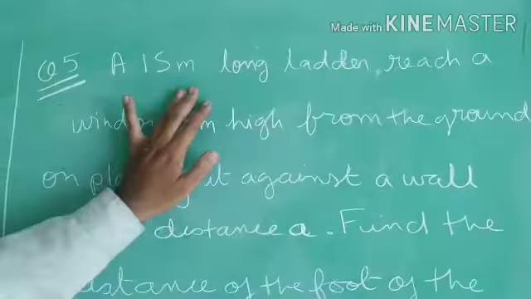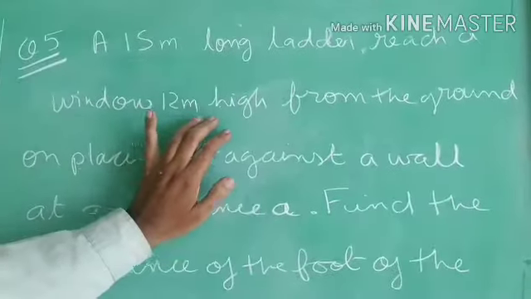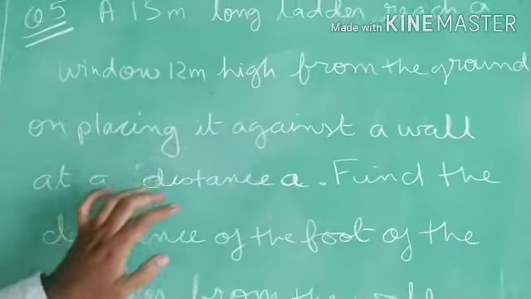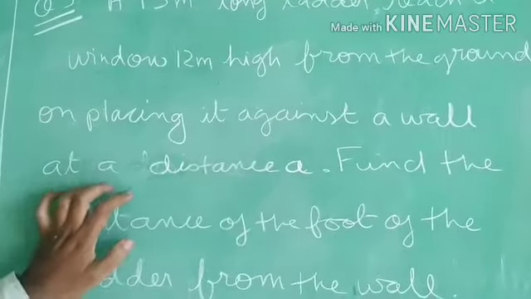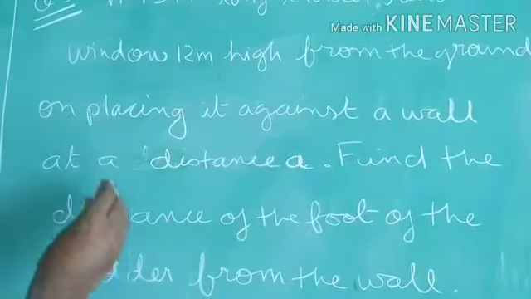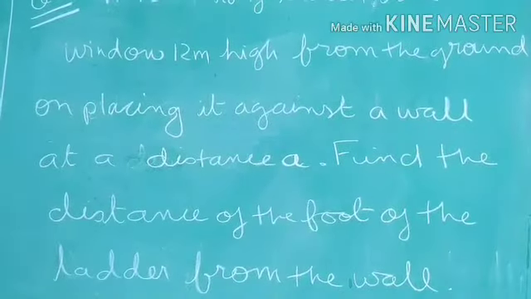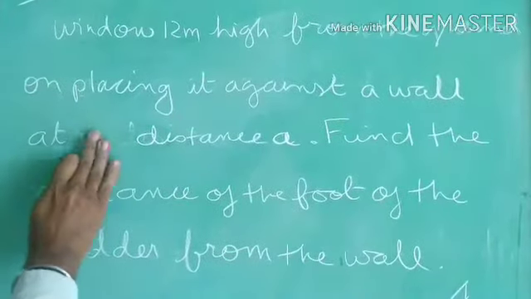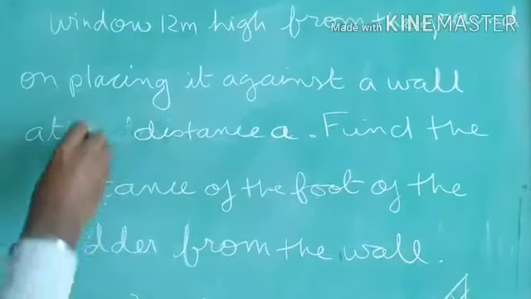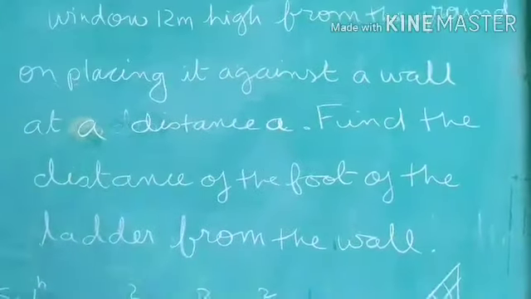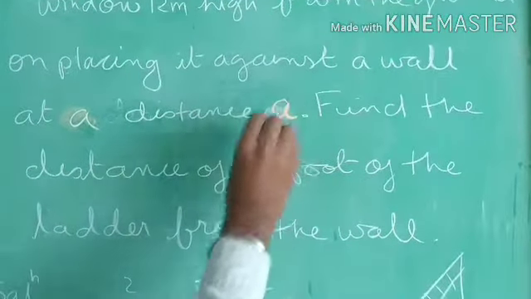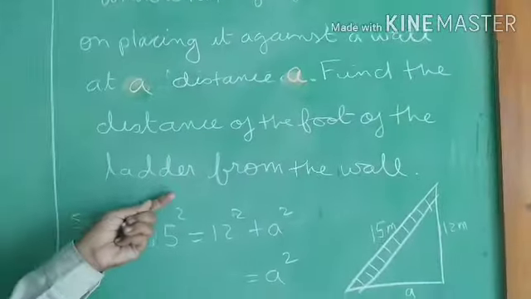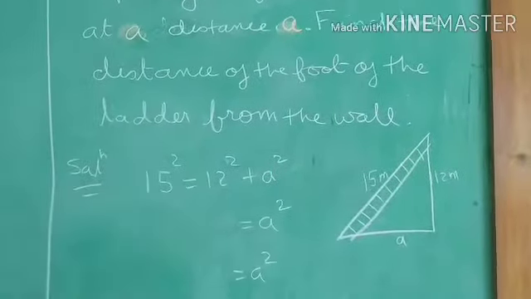A 15-meter long ladder reaches a window 12 meters high from the ground. On placing it against the wall, the ladder is at a distance A. This is A. Got it? Find the distance of the foot of the ladder from the wall. So you have to find the value of A.